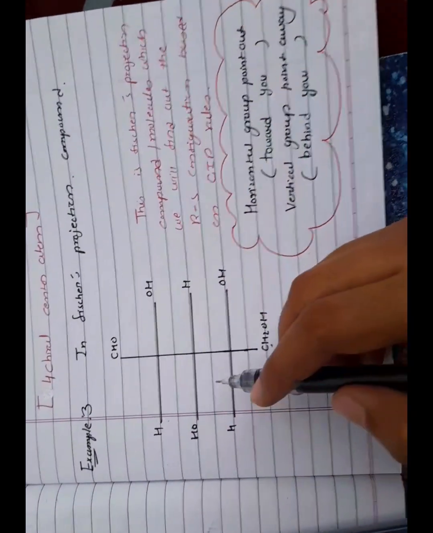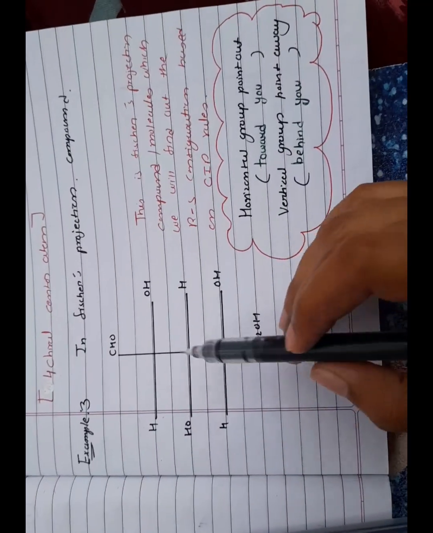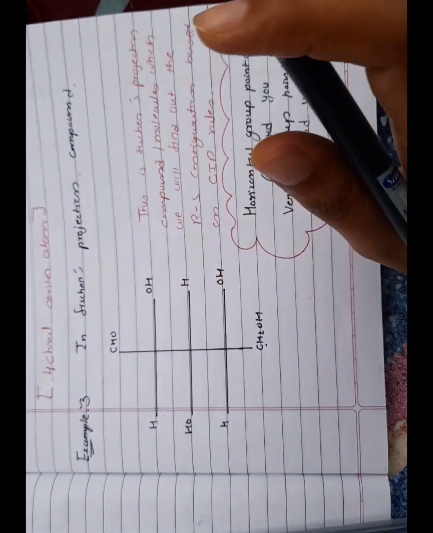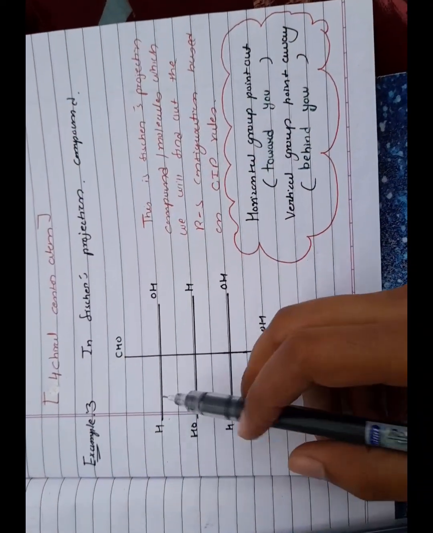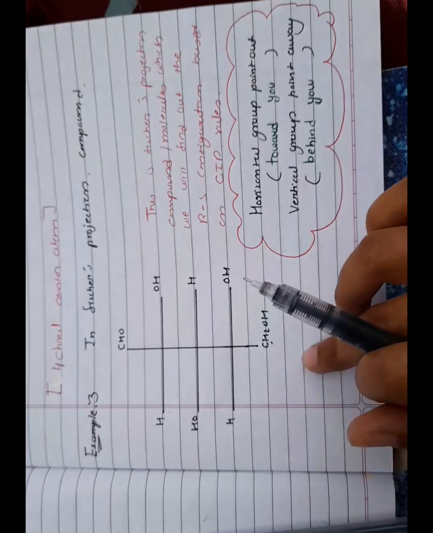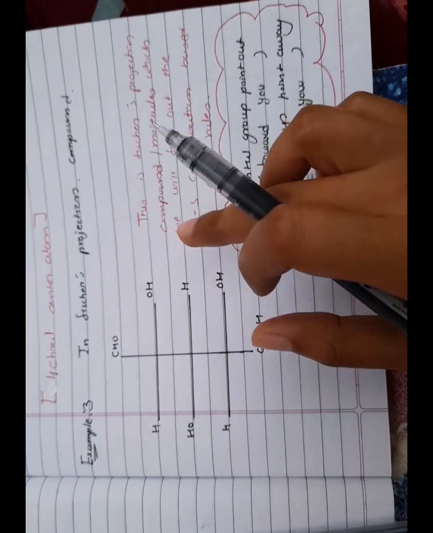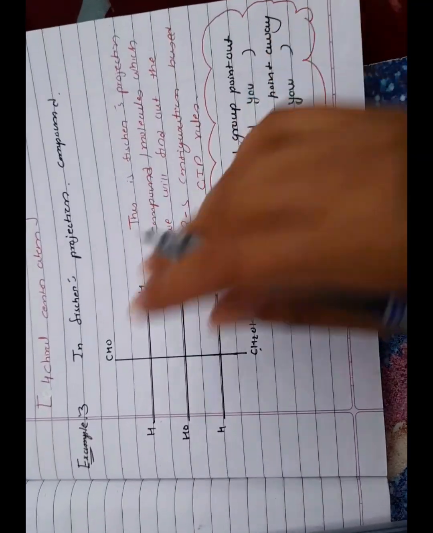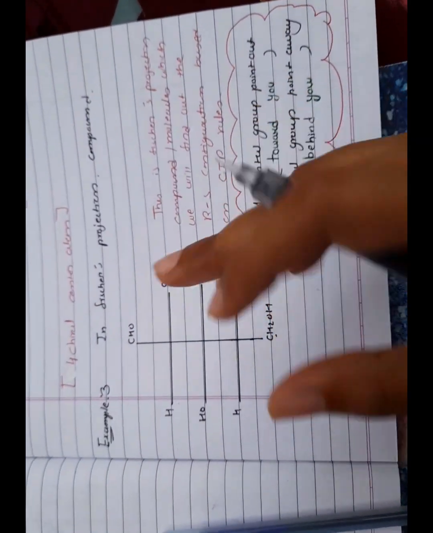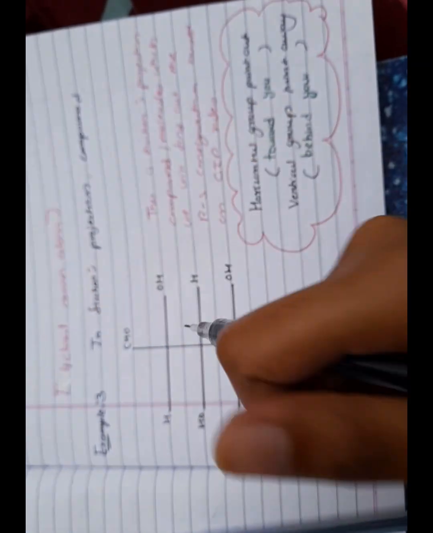Now the CIP rules. In the Fischer projection, horizontal groups point out toward you and vertical groups point away behind you. This is important for Fischer projection compounds. If the lowest priority group is vertical, behind you, then the direction is read as is, with counterclockwise being S. If the lowest priority group is horizontal, in front of you, then it is completely reversed. This is the rule of the Fischer projection.